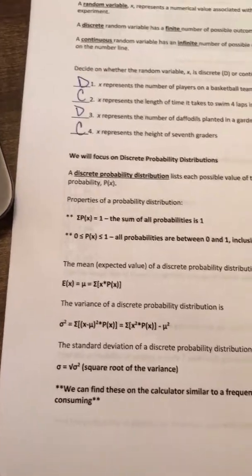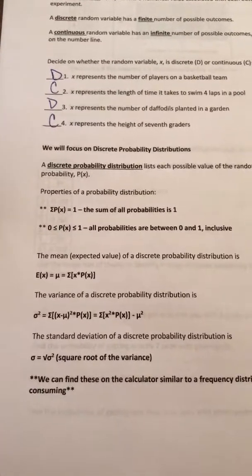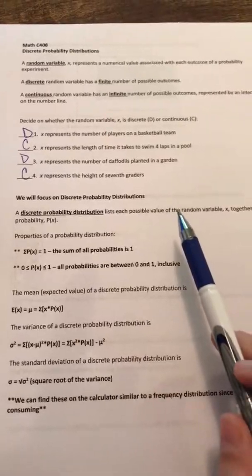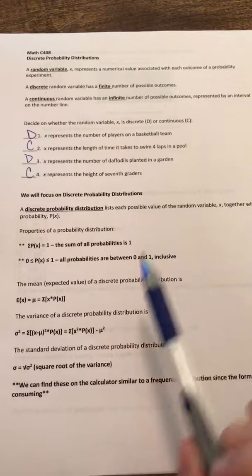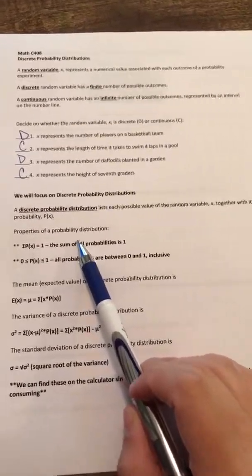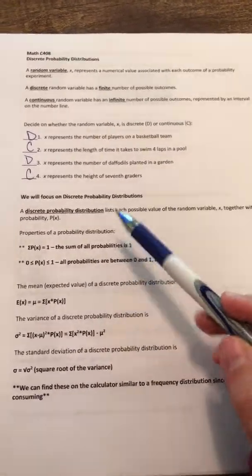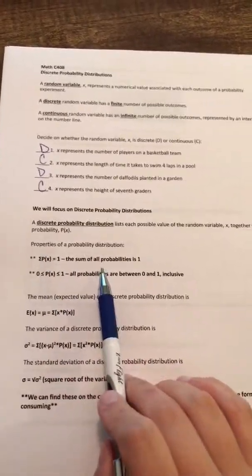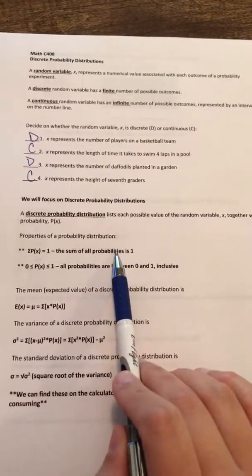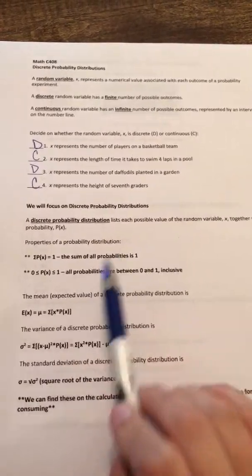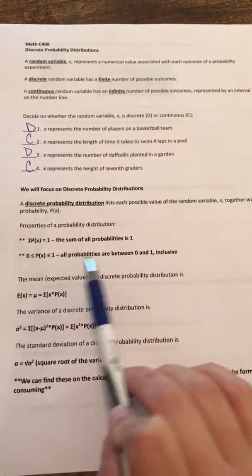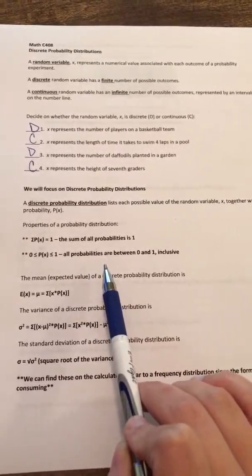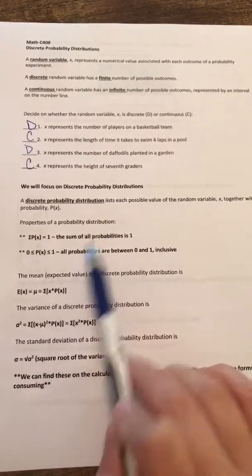So we're going to focus on discrete probability distributions. That lists each possible value of the random variable x together with its probability. Properties of a probability distribution, you'll see this in just a minute when we get to an example. The sum of the probabilities has to be 1. If it doesn't add up to 1, it is not a discrete probability distribution. And all of the probabilities have to be between 0 and 1 inclusive. If that's not true, then it is not a discrete probability distribution. So these two things have to be true in order to make it a discrete probability distribution.